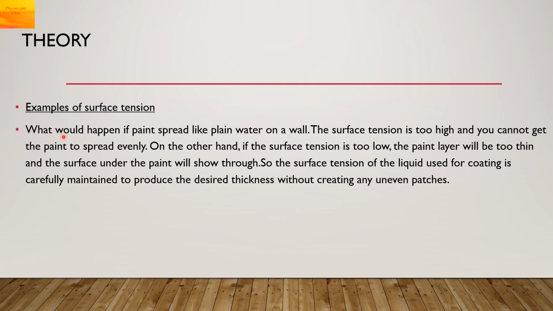You can see the example of surface tension in paints applied on the wall. What would happen if the paint spread like plain water on a wall? The surface tension is too high and you cannot get the paint to spread evenly on the wall. On the other hand, if the surface tension is too low, the paint layer will be too thin and the surface under the paint will show through. So the surface tension of the paint should be carefully maintained to produce the desired thickness without creating any uneven patches.